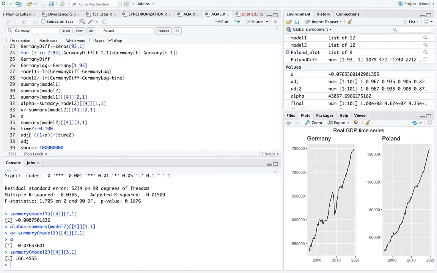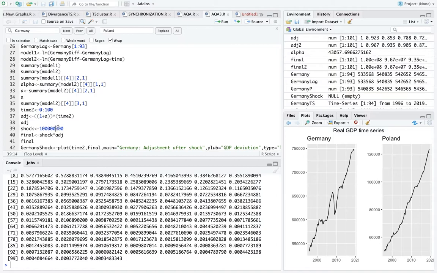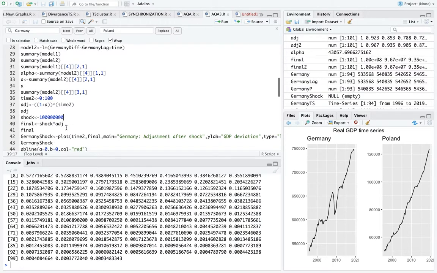And look, ADG, standing for adjustment, will show us how Germany GDP adjusted to a shock through time. Let's assume that this shock is, oh my god, too many zeros. 3 zeros. Sorry. This is 3 zeros. Another 3. So we have 10 million. But remember that the data was already in millions, so we have a 10 billion shock to GDP.